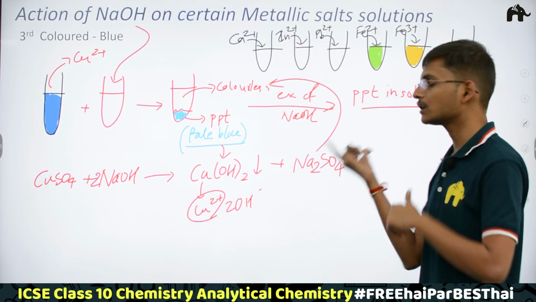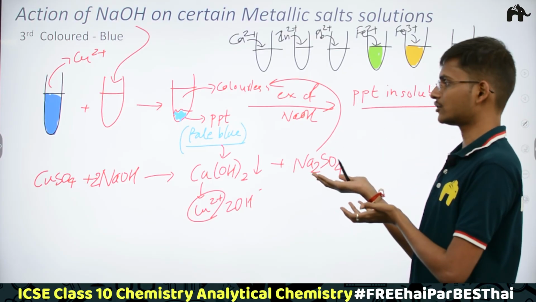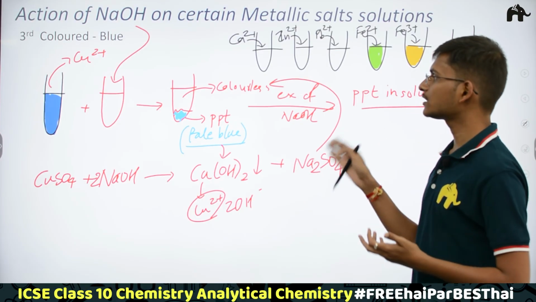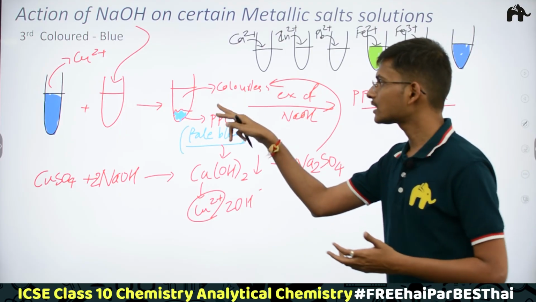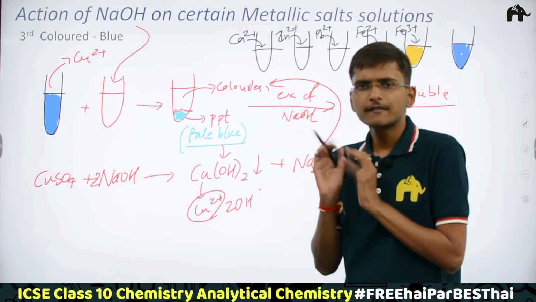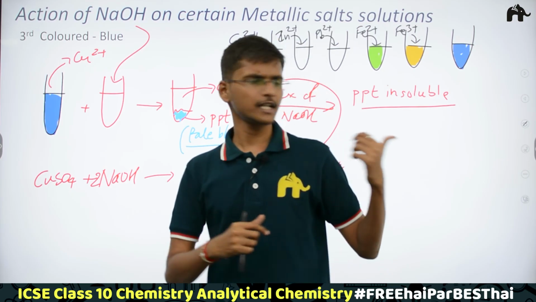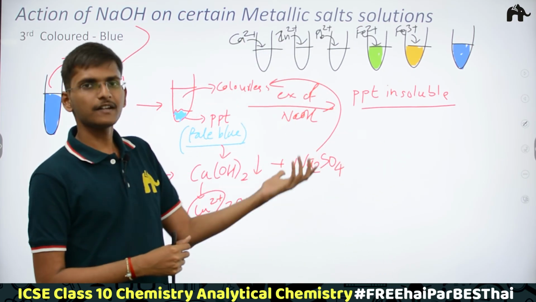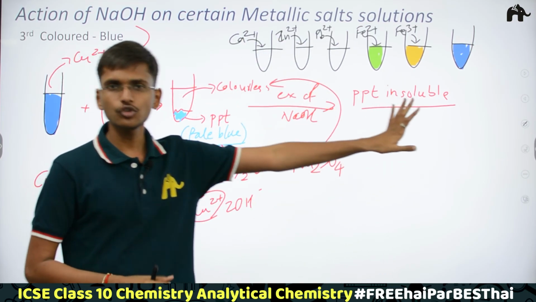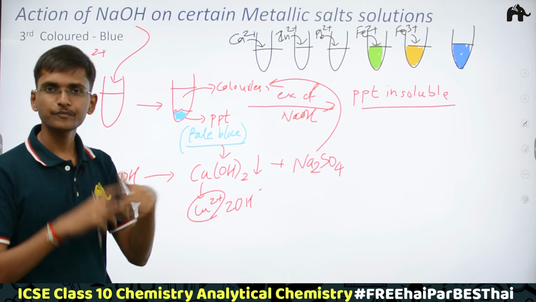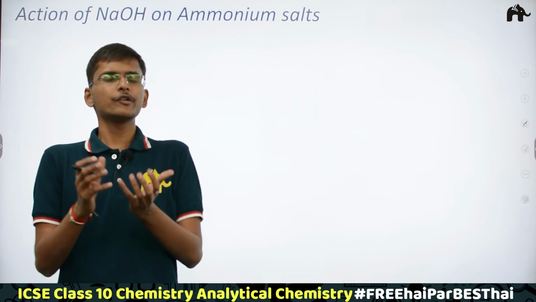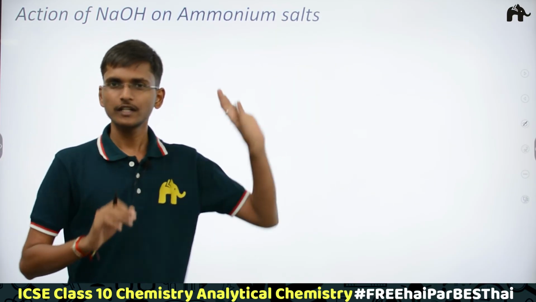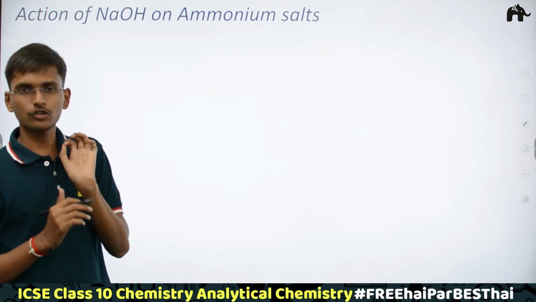We all know this is a soluble salt since it is a salt of sodium, and it is also a colorless salt, so it is present in this colorless solution. And as I have told you, no need to now worry about the second reaction, because since the PPT is insoluble, there is no reaction taking place here. Now we are going to see a special case. We are done with all these 6 metallic salt solutions.